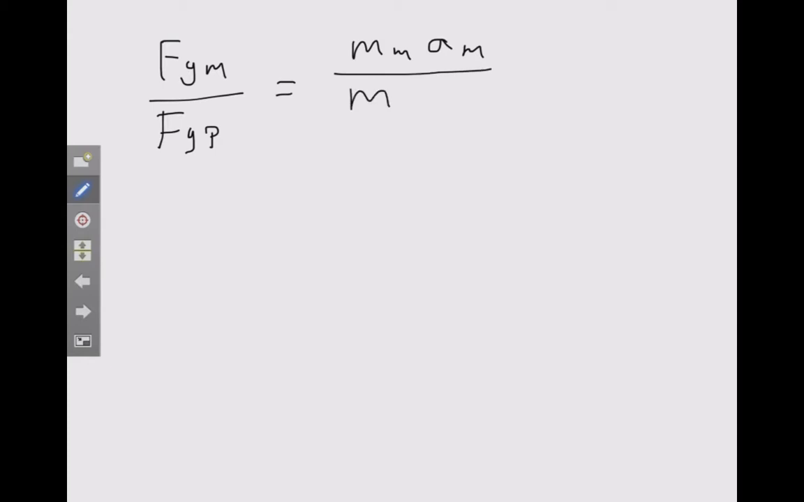So let's get a new page here, and let's say that we're going to look at the force of gravity on the model over the force of gravity in the prototype, and that's just going to equal the mass of the model times the acceleration of the model over the mass of the prototype times the acceleration of the prototype. And so in the case that we were just looking at, the mass of the model or the mass of the prototype might be the mass of a fluid parcel going over the structure.